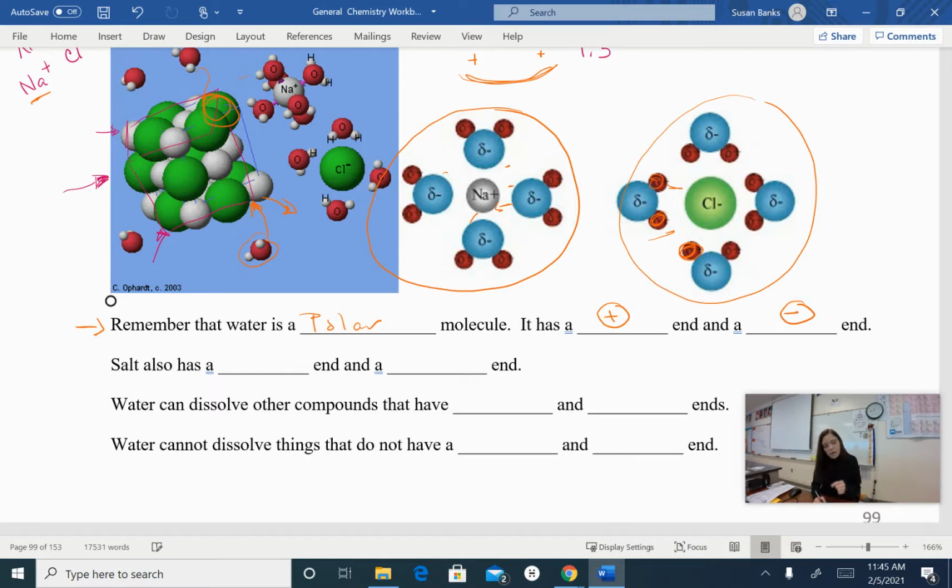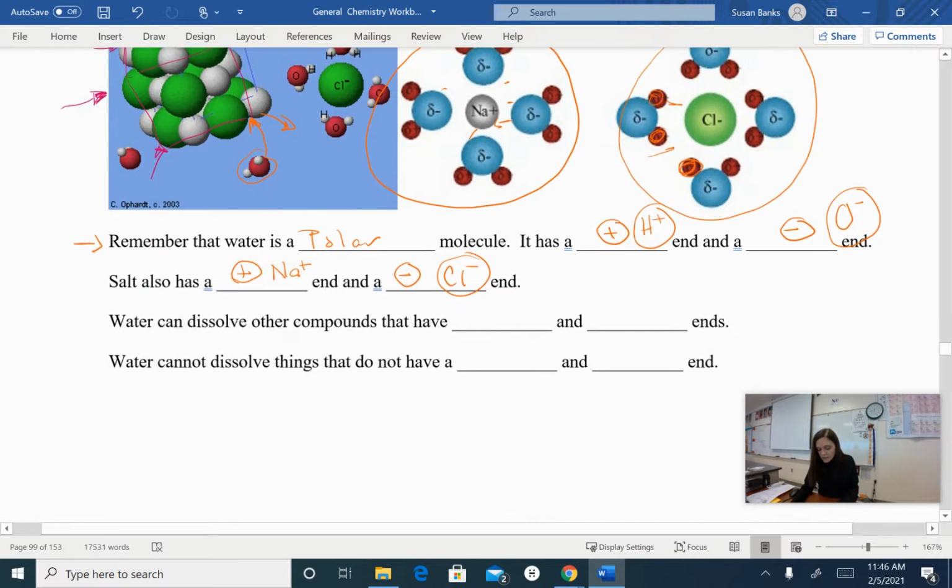Okay, salt also has a positive end. Remember, that is the sodium ion, and the positive end of water is the hydrogen, and the negative is the oxygen. Okay, and salt also has a negative end. It's the chloride ion. Okay, now opposites attract. So the hydrogen end of water can go and attract the chloride end, and the oxygen end of water can go in and attract the sodium end.